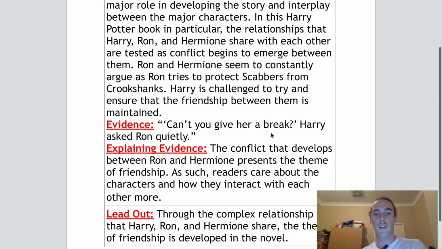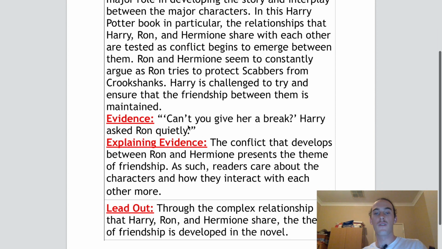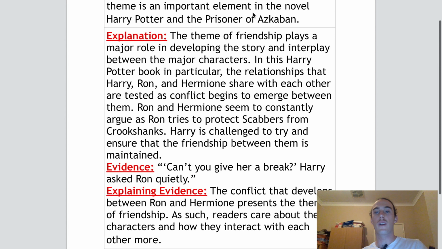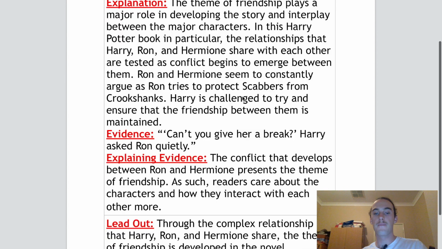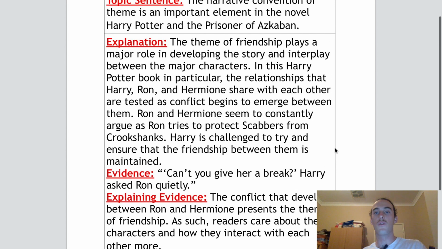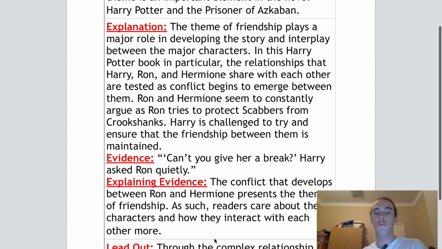Now I'm explaining my evidence, so I'm not just leaving it there, I'm using it to actually relate back to my topic sentence to prove what I've said here is correct. The conflict that develops between Ron and Hermione presents a theme of friendship. As such, readers care about the characters and how they interact with each other more. Okay, so I've said it's an important element. I'm basically saying how it's an important element because it makes the readers care more.